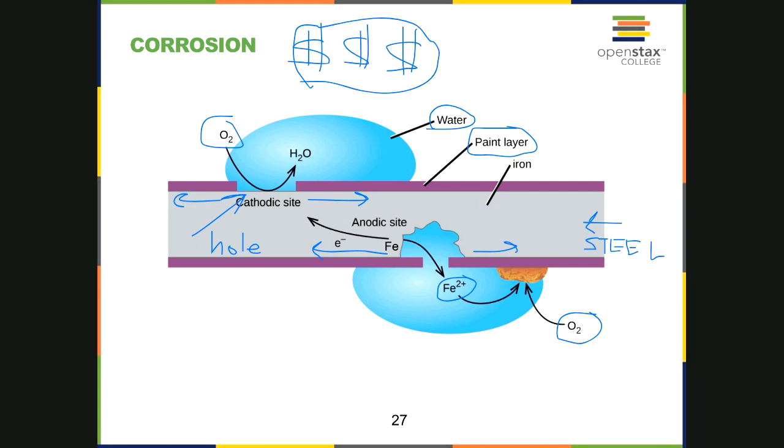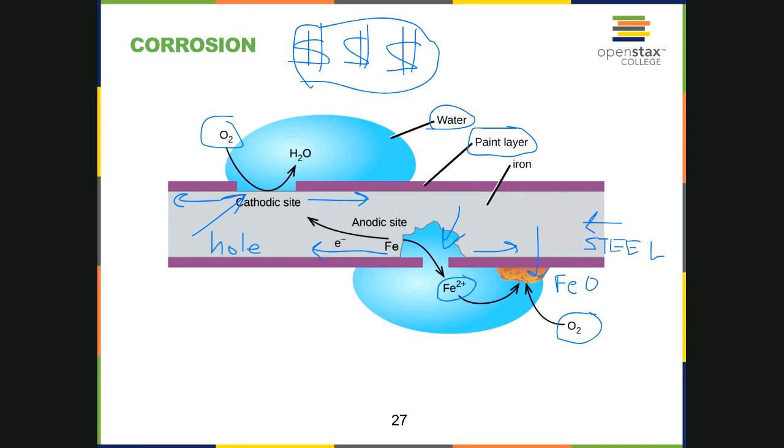So we're going to be getting FeO, or rust. So that's what you're seeing. But the biggest problem is you're making this hole here in the steel, and that just keeps getting bigger and bigger until finally the thing falls apart. So not a lot we can do about this on something like an automobile.